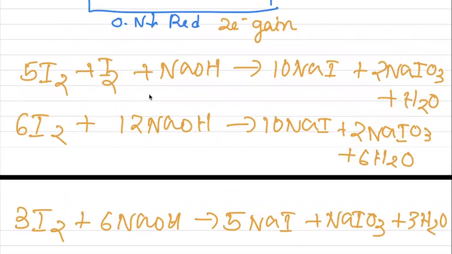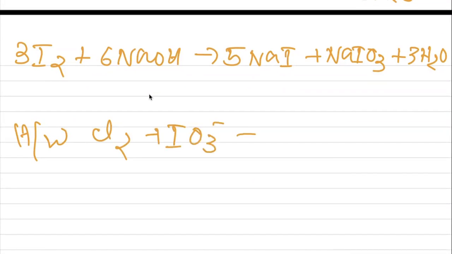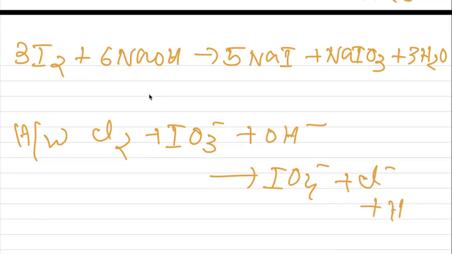Okay, so I'll give you one homework. This one: Cl2 plus IO3- plus OH- forms IO4- plus Cl- plus H2O. That is your homework. Tomorrow I will ask. Okay. Yes, miss.